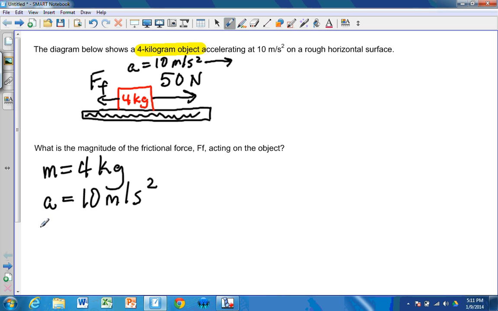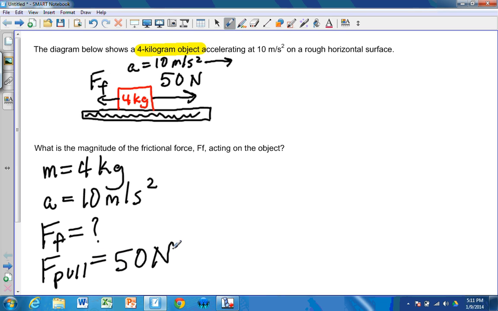And so I am looking for the force of friction. I'm sorry, and I have one other given. And I have the applied force, or what I'm just going to call quite simply the pull. And so I have a pull of 50 newtons.